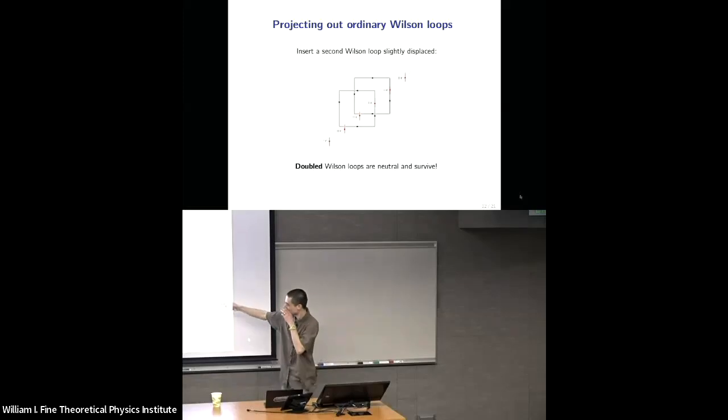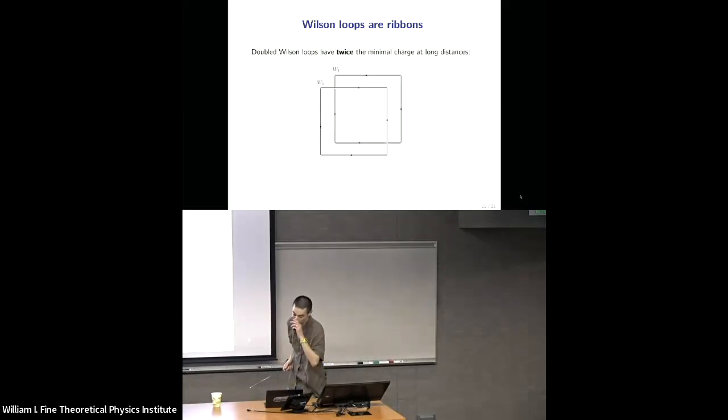So what are the operators that survive this staggered symmetry? If you insert another copy of a Wilson loop, translated by one lattice unit, the two phases that you accumulate will cancel. So this configuration is neutral, and these operators are the ones that survive. For the non-trivial Wilson loop correlators, you could have a Wilson loop here and a Wilson loop here, but both of them have to be doubled. Otherwise, you'll just get 0. This is interesting, but at long distances, these doubled Wilson loops have twice the minimal charge that you would expect.